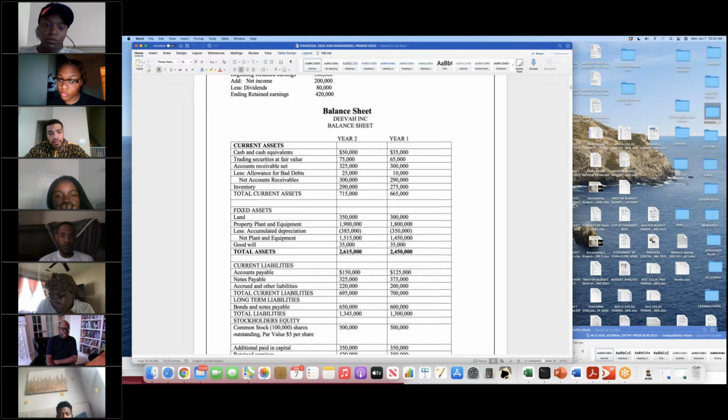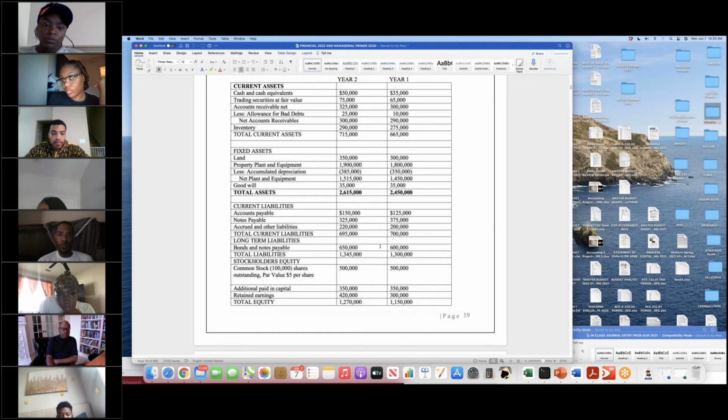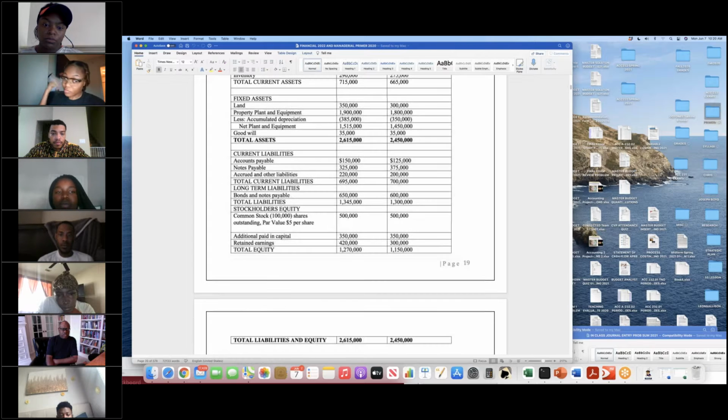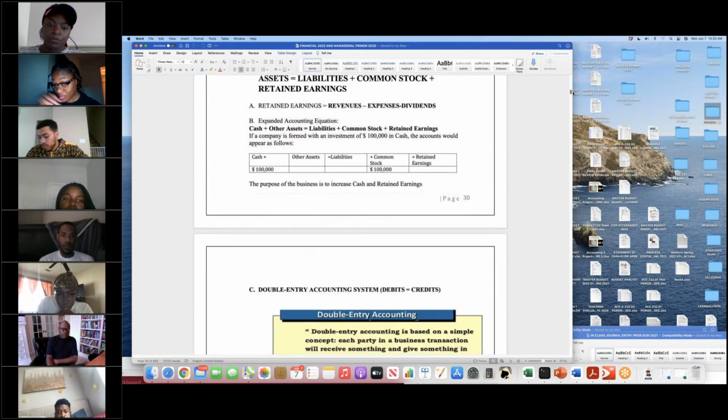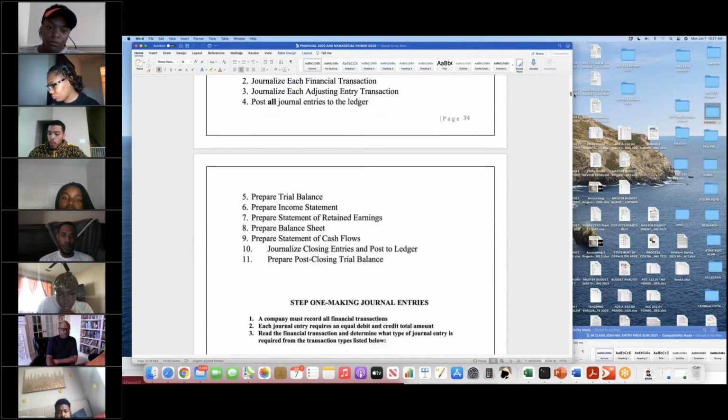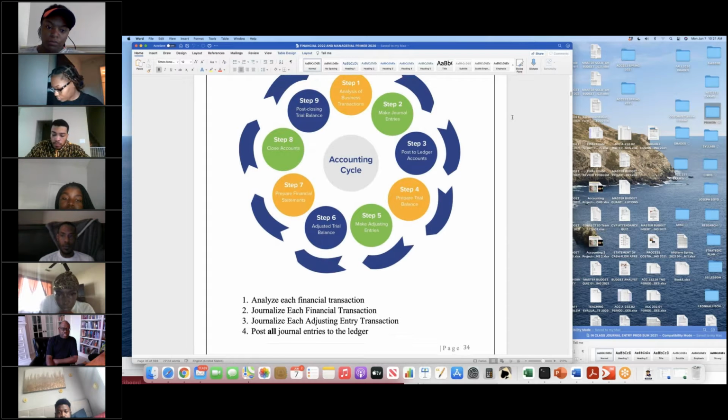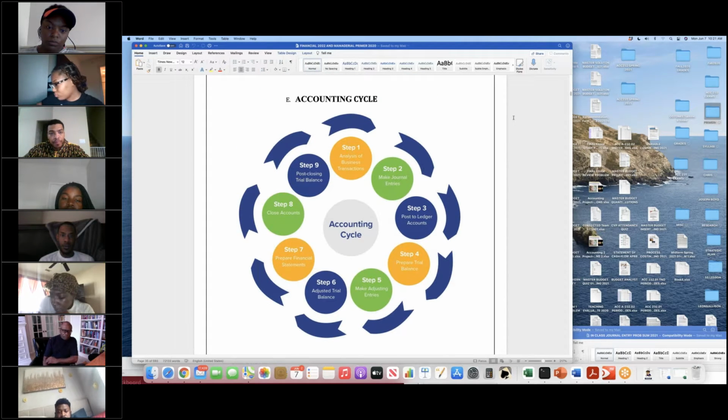And that final statement is the balance sheet, reflecting the accounting equation, where our total assets are supposed to equal our liabilities plus our equity. So these two numbers are supposed to be equal. That's where we're going, and we have a process that we're working through to get there. That process is following the accounting cycle.